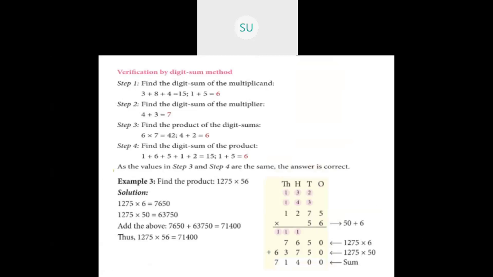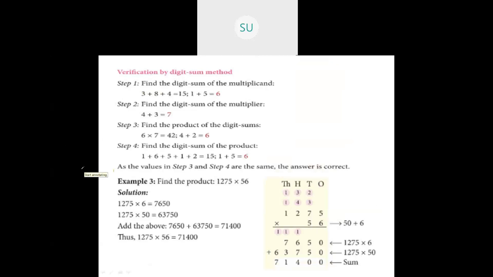Okay, sometimes they'll ask you to verify if your answers are correct or wrong. So how do you verify the multiplication? First, there's a method called the digit sum method. What is it called? It is called the digit sum method. So how do you do verification by the digit sum method?